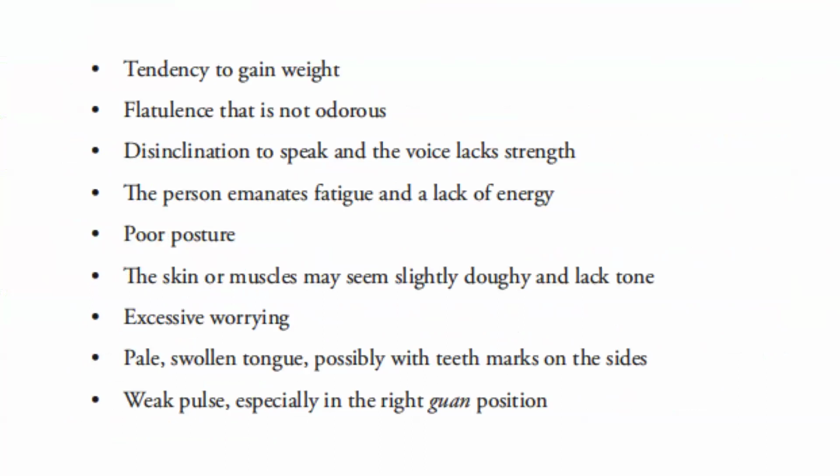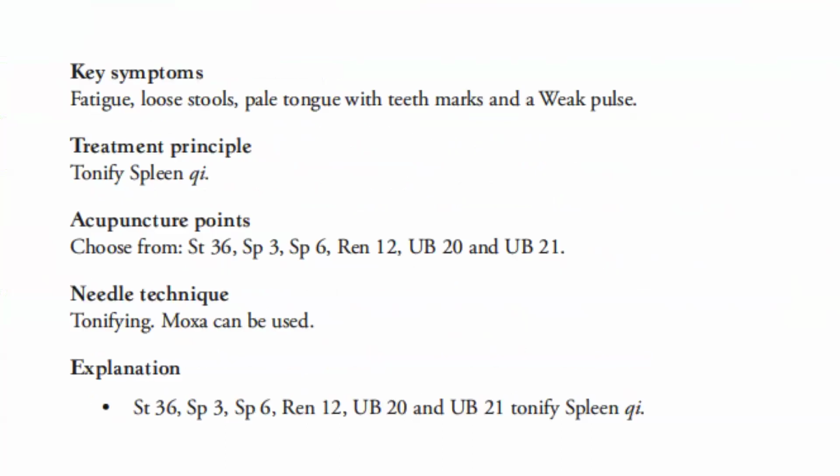the skin or muscles may seem slightly doughy and lack tone, excessive worrying, pale swollen tongue, possibly with teeth marks on the sides, weak pulse, especially in the right quan position. Key symptoms are fatigue, loose stools, pale tongue with teeth marks, and a weak pulse. Treatment principle: tonify spleen qi.